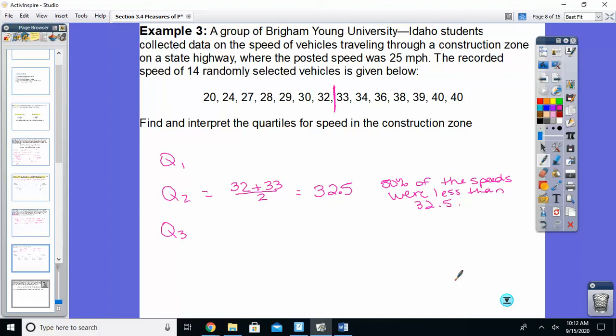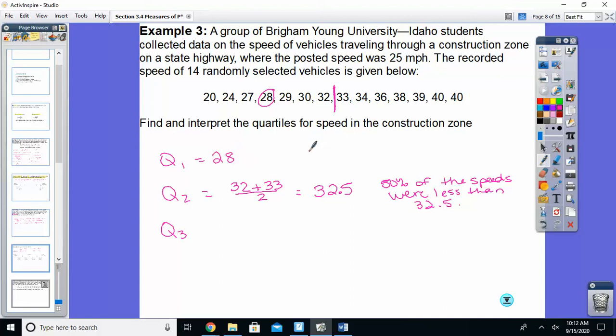Yes. On that one, did you put greater than 2? Yep. Quartile 1. So if we take the bottom half and we find the middle of it, I have 7 scores in the bottom half, so the middle one would be the 4th score, just like the median of the bottom half. So my quartile 1 is 28.